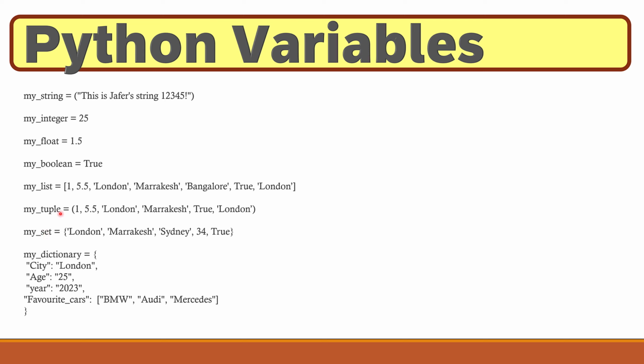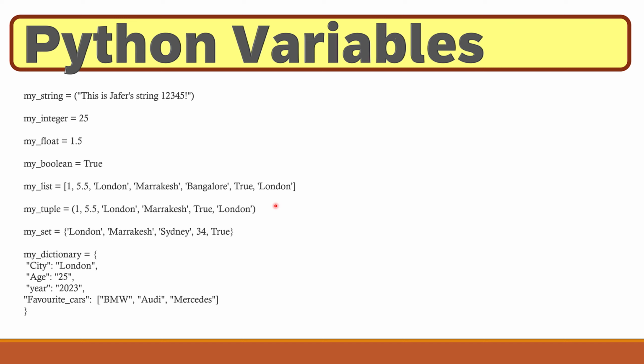Lists are created by using square brackets, and they are ordered, changeable, and allow duplicate values. By ordered, it means that the items have a defined order, and that order will not change. So the order of these items inside this list will not change. And if we add new items to this list, the new items will be placed at the end of the list.